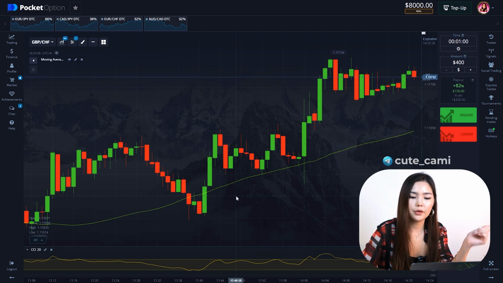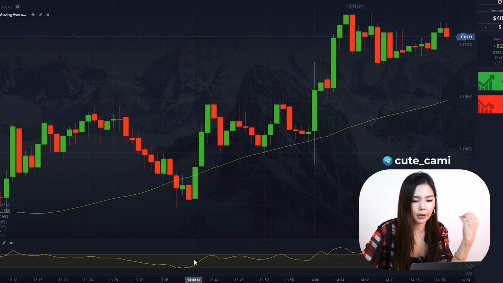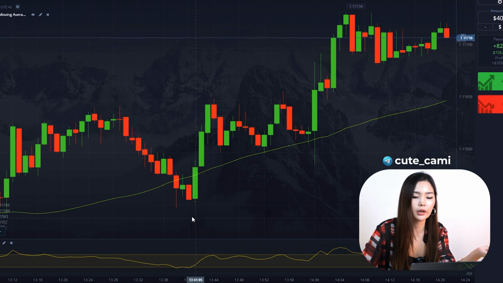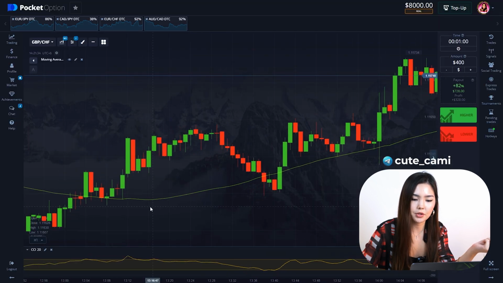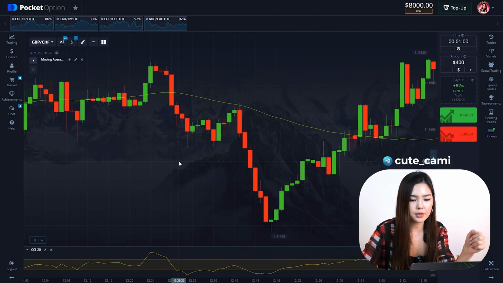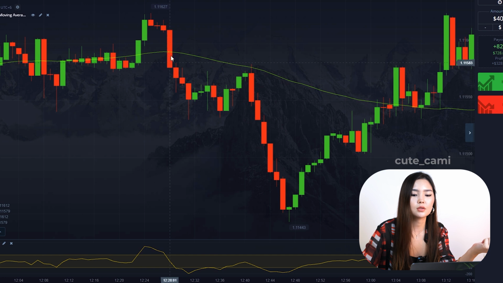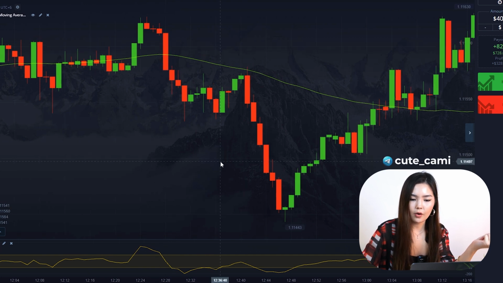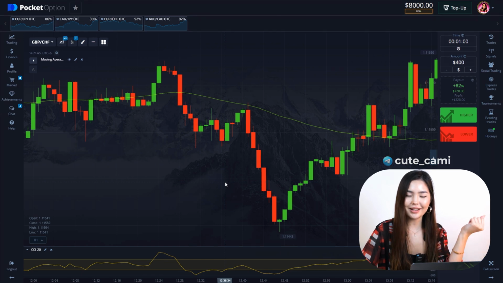First of all, we wait for the candle to cross MA 50. If the candle crosses from bottom to top and CCI crosses the 100 level, we enter an up trade. If the candle crosses from top to bottom and CCI crosses the 100 level, we enter a down trade. So we are all set, and let's move on to practice.